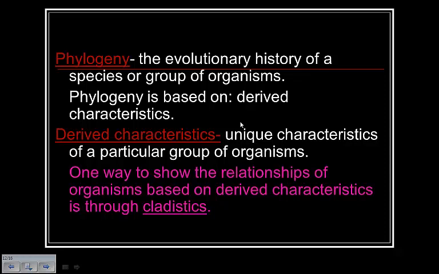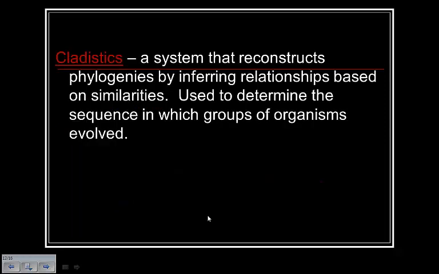One way to show the relationship of organisms based on derived characteristics is through cladistics. Cladistics is a system that reconstructs these phylogenies, these groupings of shared characteristics, by inferring the relationships based on similarities. Notice it says inferring. We don't know. We're looking at these relationships, and then we're trying to come up with a way to group them. So cladistics is used to determine the sequence in which a group of organisms have evolved.